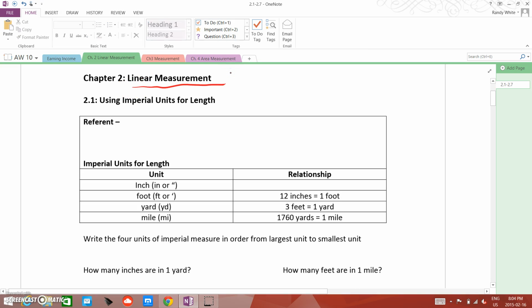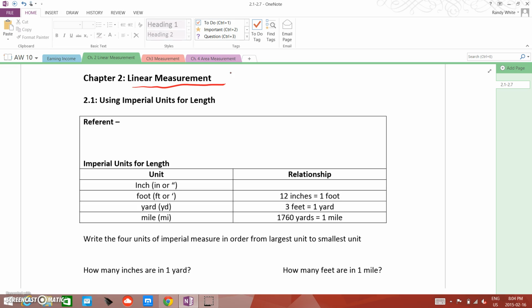All right, this unit we're dealing with linear measurement, and it's a tricky one. No ifs, ands, or buts about it. So make sure you pay attention, you ask questions, and please make sure you do the work in the actual work text. That's how you're going to learn.